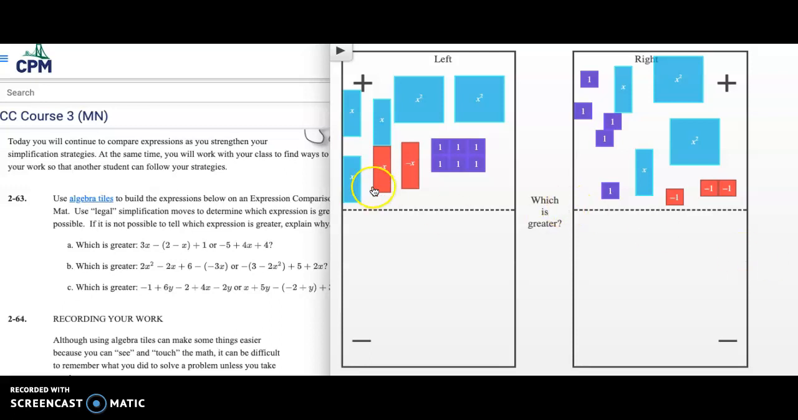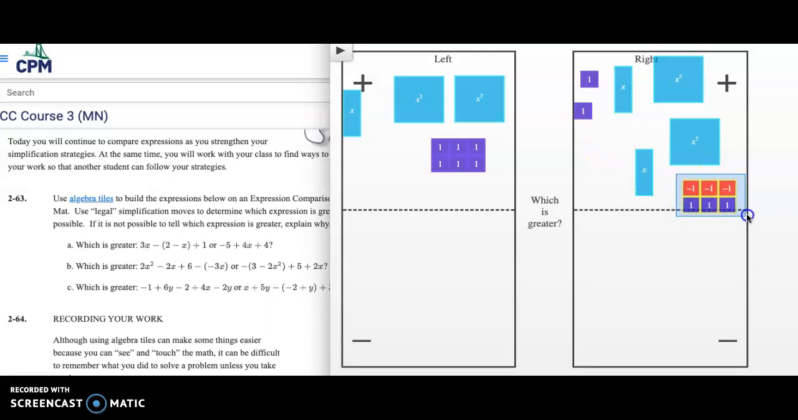So I'm looking on my left mat, and I can see that positive x and negative x makes a 0, and same thing over here, positive x and negative x. So I'm going to take those off my mat. On the right, I can make zeros with negative 3 and positive 3. So I'm going to take those off my mat.